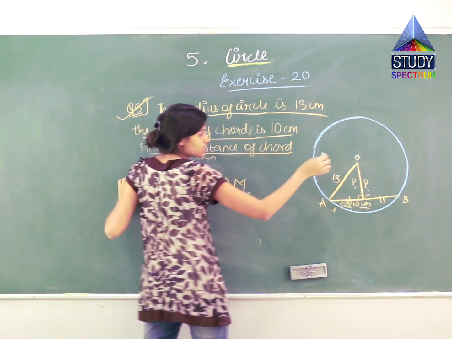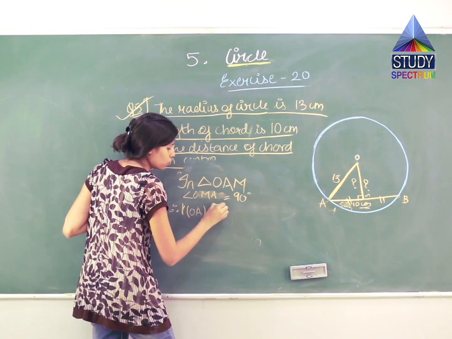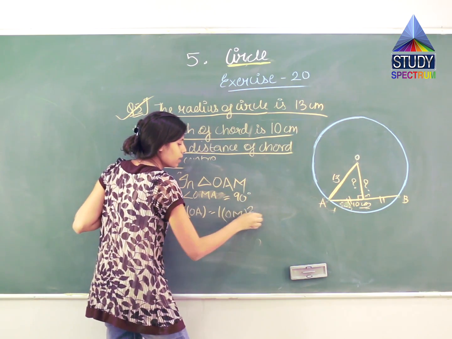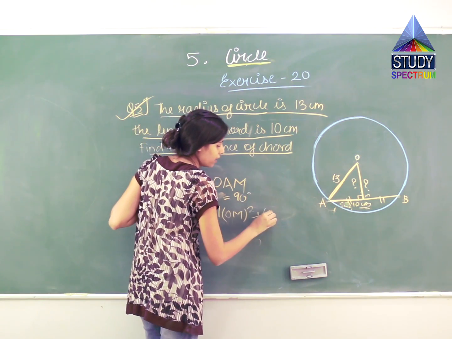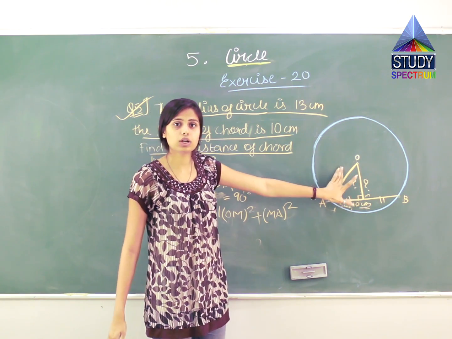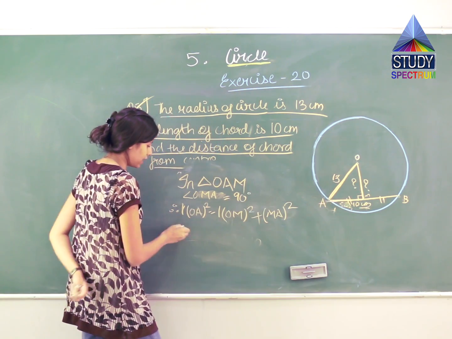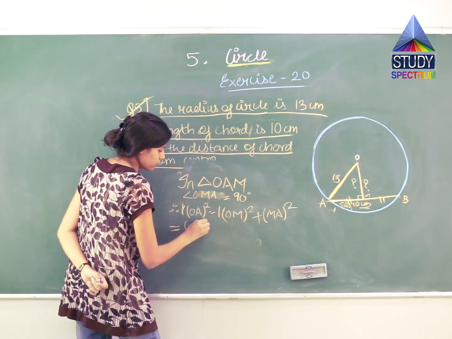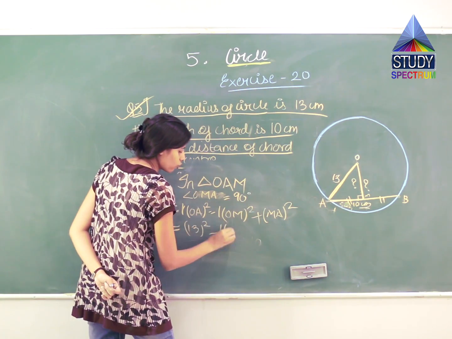Length of, see, which is the hypotenuse? This is the hypotenuse, which is OA. So length of OA is equal to length of OM square plus, over here also we have square, MA square. So I will write MA square. Means hypotenuse square is equal to sum of the squares of the remaining sides, which are OM and MA. So I will write that. And then what do we know? See, OA we know it as 13. So I will write 13 over here. 13 square is equal to OM, which is this. We don't know OM. So I will write length of OM square like that only.